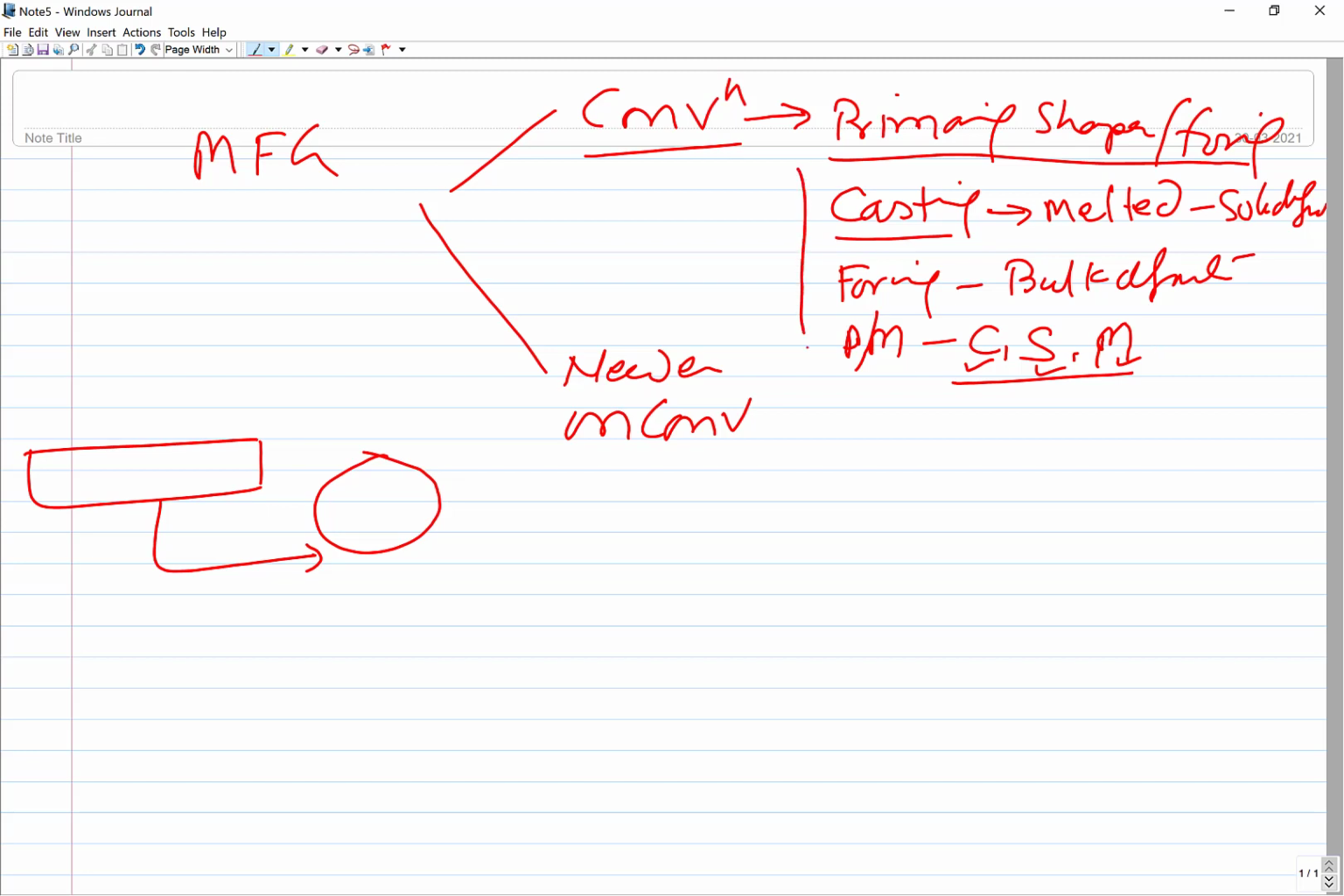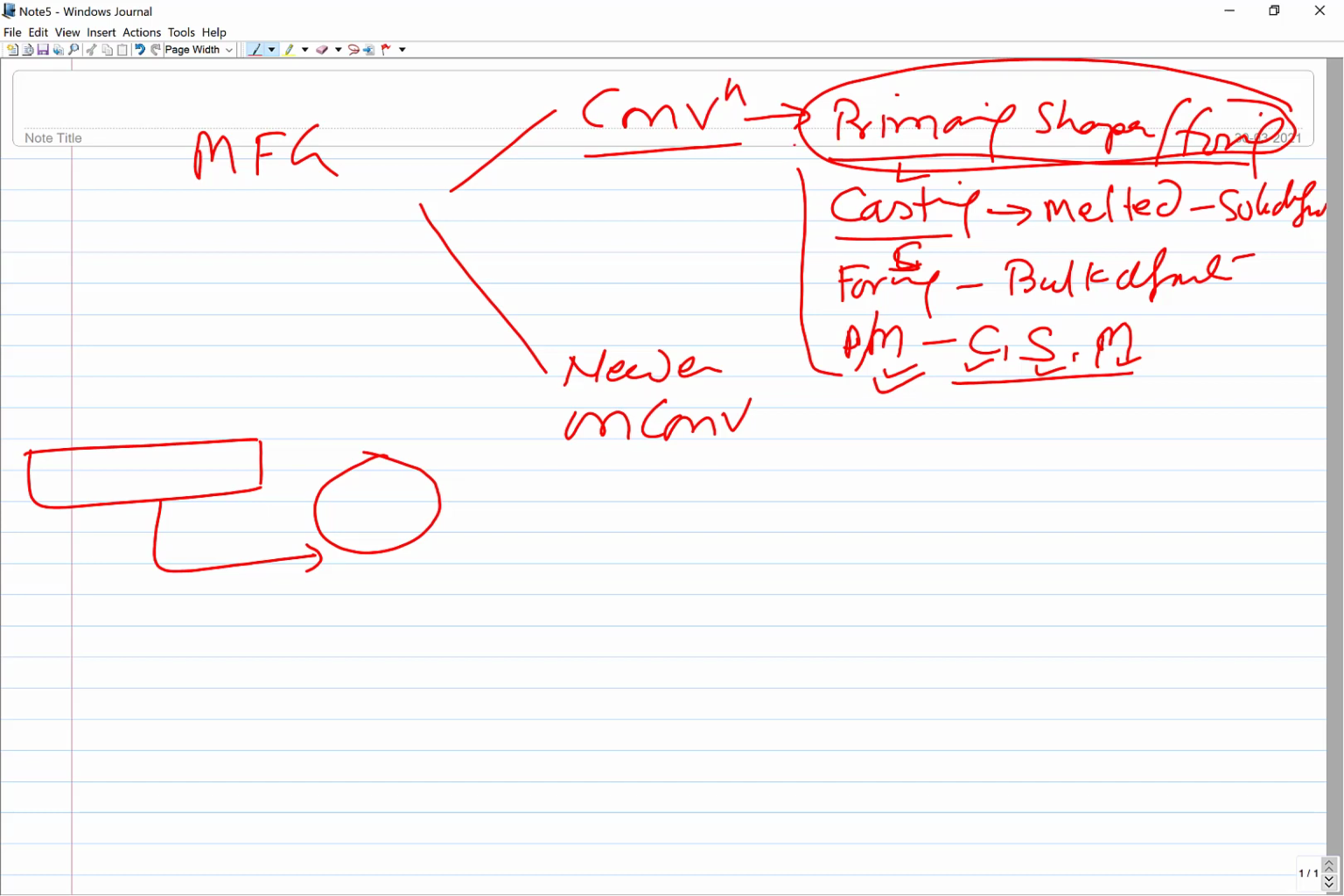So in using these three processes, here you bring the metal to the liquid state, here it remains in the solid state but is deformed plastically, and here material comes in the form of powders. It is compacted in the powder metallurgy route, then sintered, and then machined. So this is one category of the process, primary shaping.